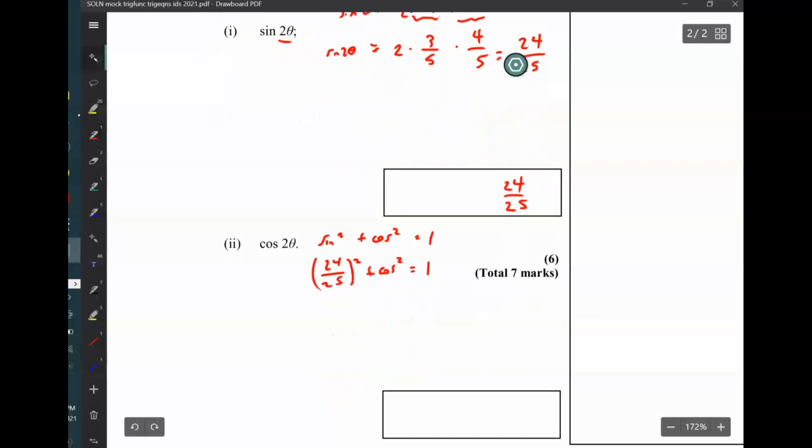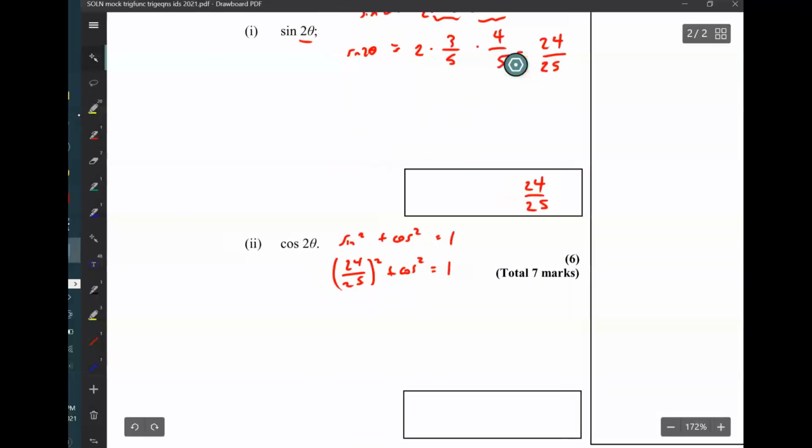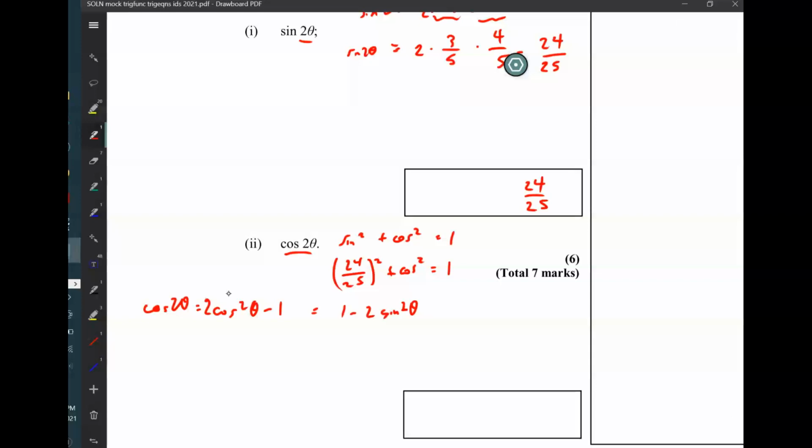The other way is to use the other trig identities that are in a formula booklet for cosine of 2 theta. Remember, cosine of 2 theta has 2 trig identities. One of them is based on sine theta, and the other one is based on cosine theta. So we'll write both of them out to see which one is useful for this particular case. So cosine 2 theta could equal 2 cosine squared theta minus 1, or it could equal 1 minus 2 sine squared theta. Either one of these can be used to find cosine 2 theta. Which one is convenient in this case?